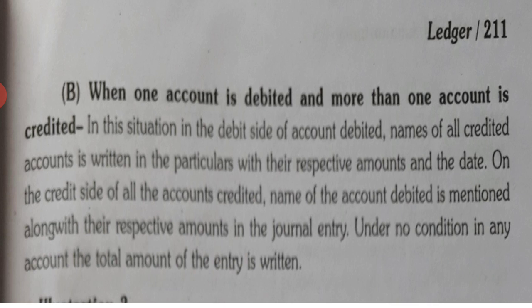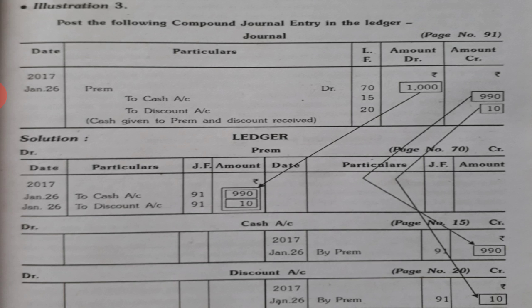So we can go for another condition when one account is debited and more than one account is credited. We'll do the same. You can have a look at illustration number 3. You see the journal entry. Prem is debited with rupees 1000 and two accounts are in credit. To cash account 990 and to discount account 10.